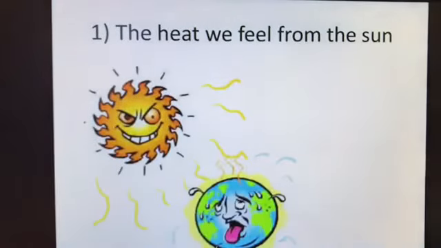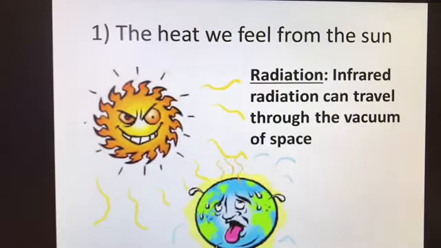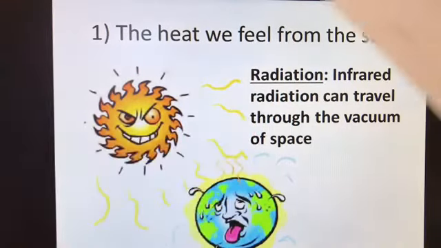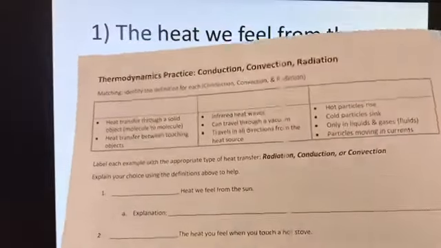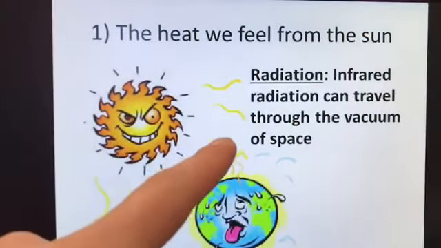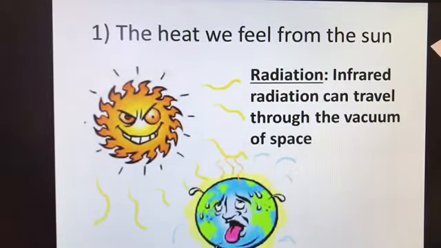So, doing the first one together. Heat we feel from the sun. Well, that is radiation. Infrared radiation can travel through the vacuum of space. So from the sun to the earth is empty space. Only radiation can travel through a vacuum. Going back to that definition, can travel through a vacuum, therefore it's radiation. So that's doing number 1 with you.